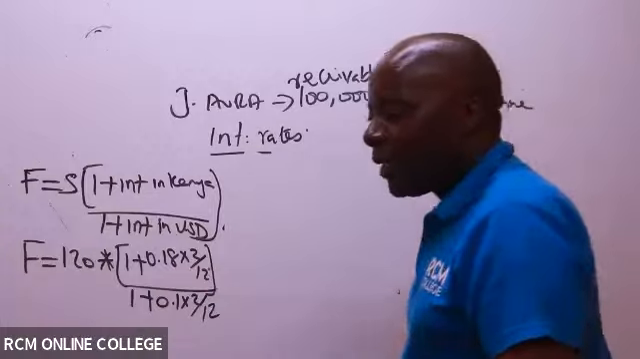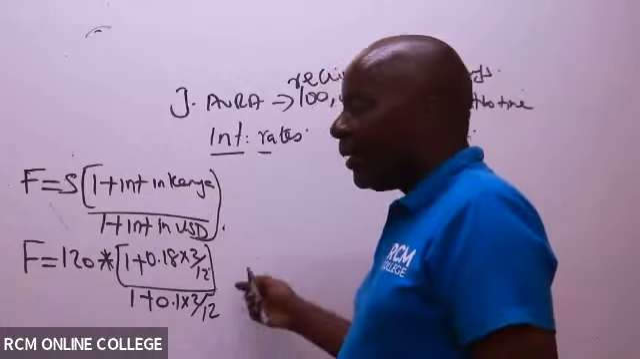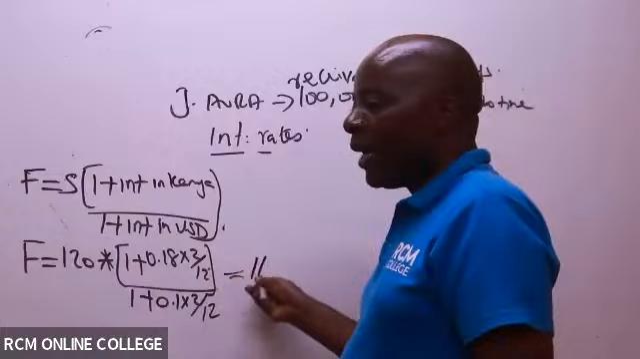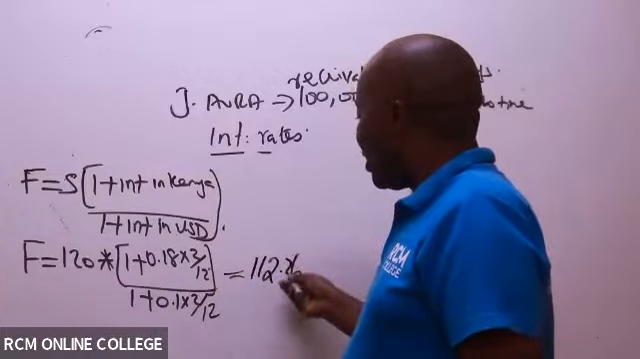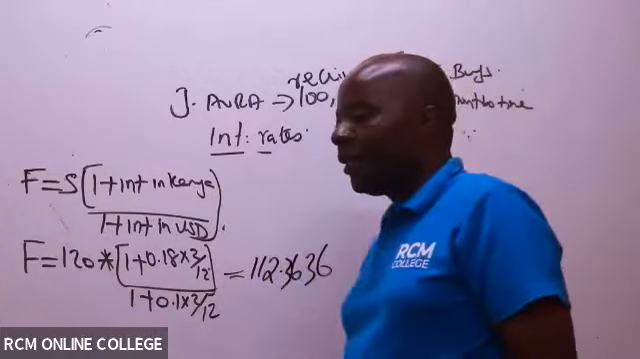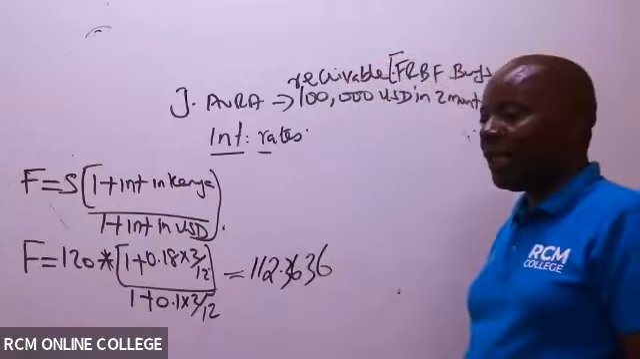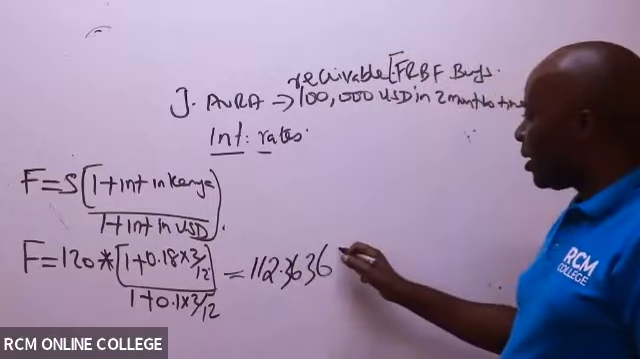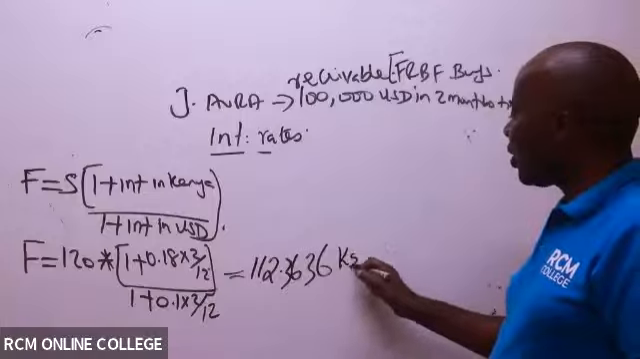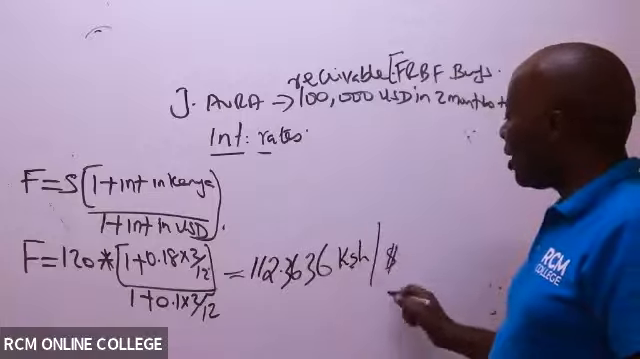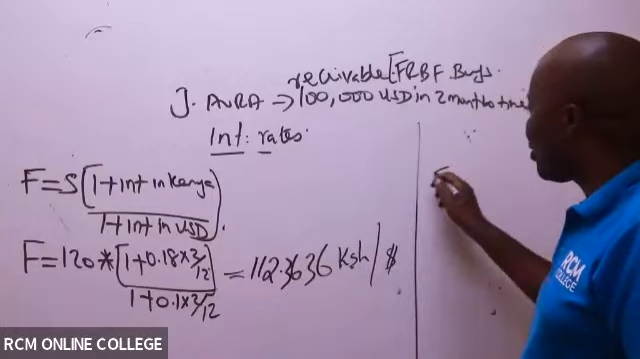So then is there somebody who can give me this forward S star? I mean, you're 100 what here? 112.3636 like that. This is Kenya shillings per dollar. So go ahead and exchange.